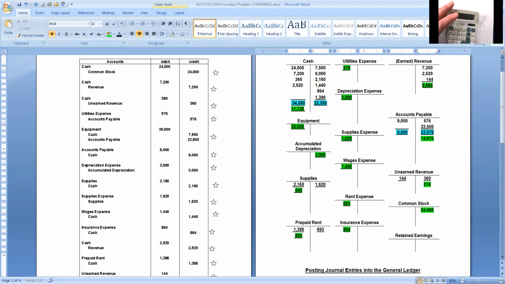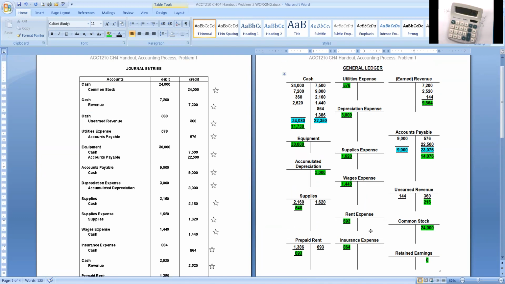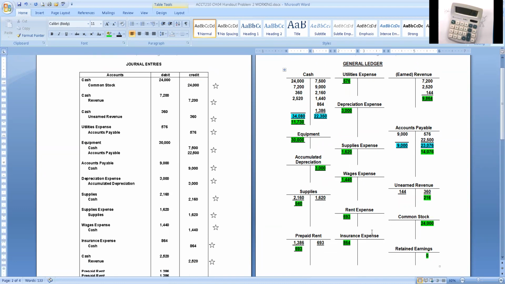Here's one. Since this is their first year of operation, the retained earnings is 0. There's nothing to retain. You have to have net income to have anything in retained earnings. If you didn't exist last year, you're not going to have anything in retained earnings. This year, hopefully, you will have something to retain. Question on that?